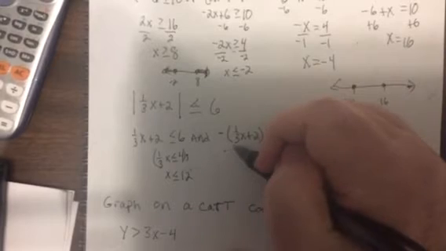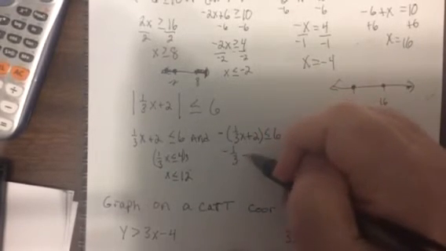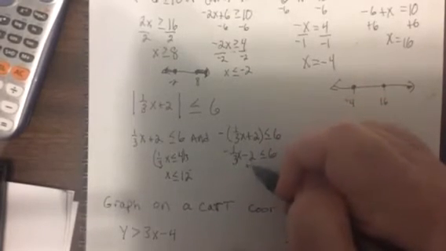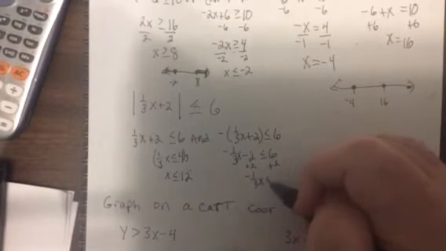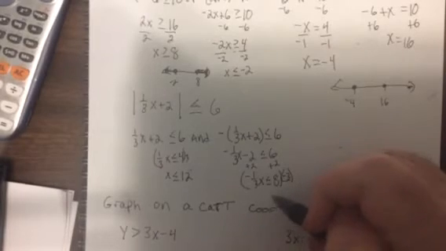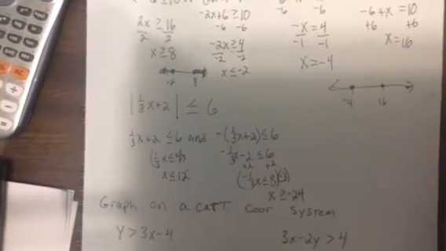Then this one, distribute the -2 to the 1/3 x and the 2. So then I'm going to add 2. So -1/3 x is less than or equal to 8. Multiply by -3. So x is greater than or equal to -24.